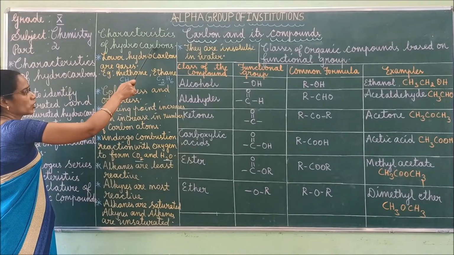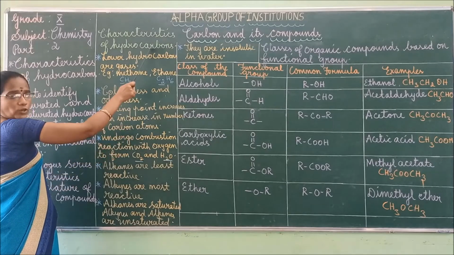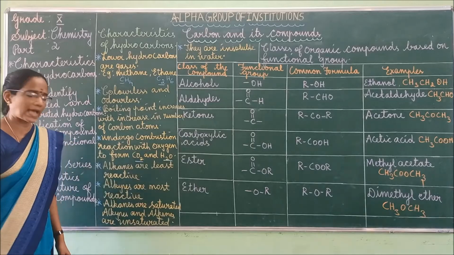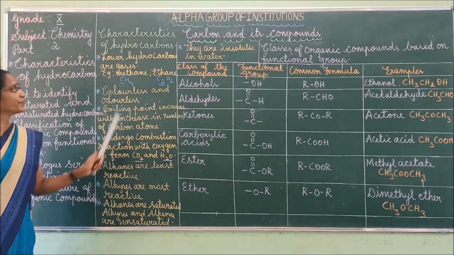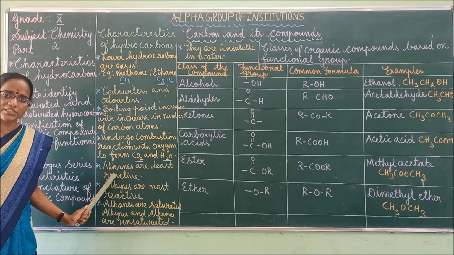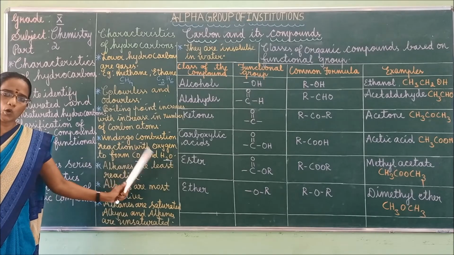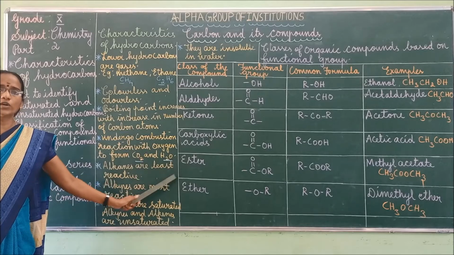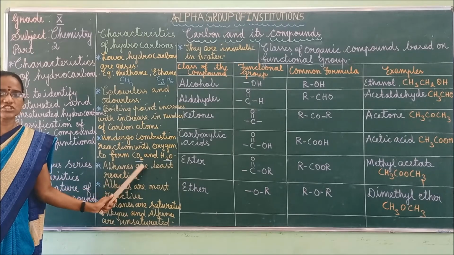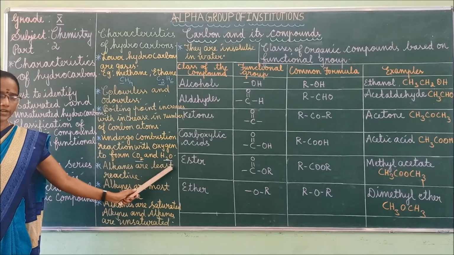Next one, the boiling point of hydrocarbons increases with increasing number of carbon atoms. Next one, hydrocarbons react with oxygen to form carbon dioxide and water, and heat is also liberated. Why? Because it is a combustion reaction. Combustion means burning. Got it?